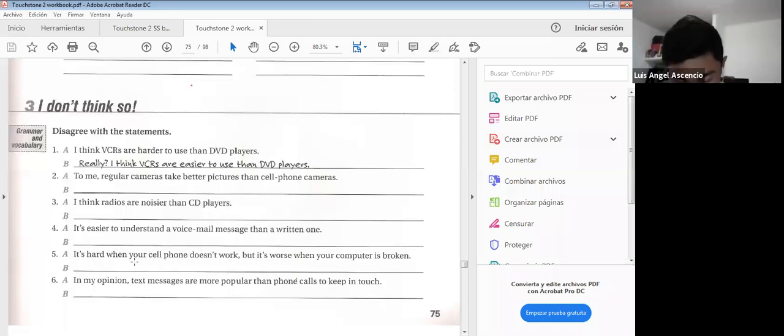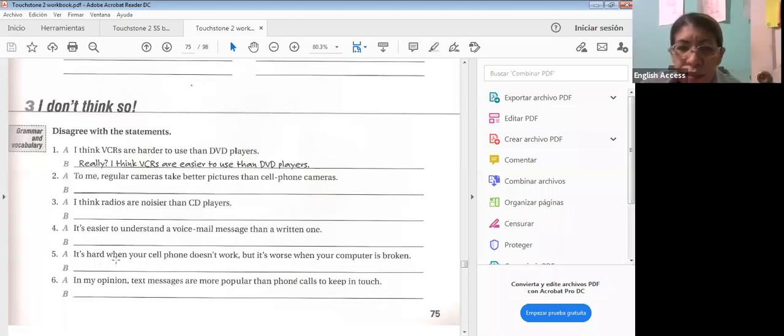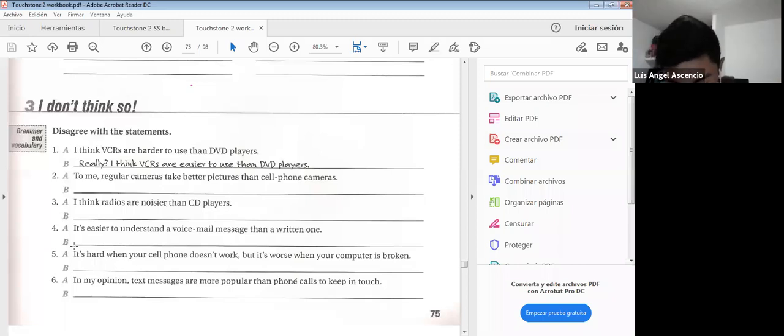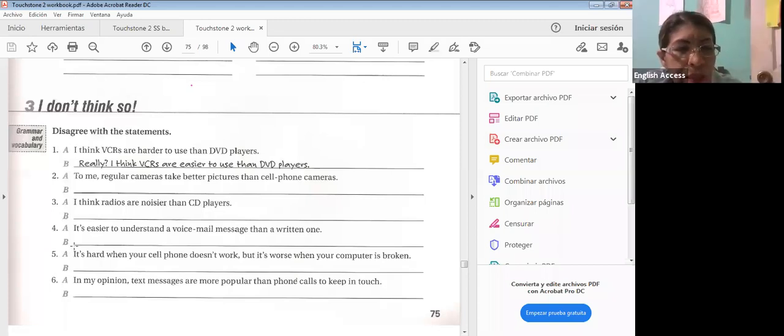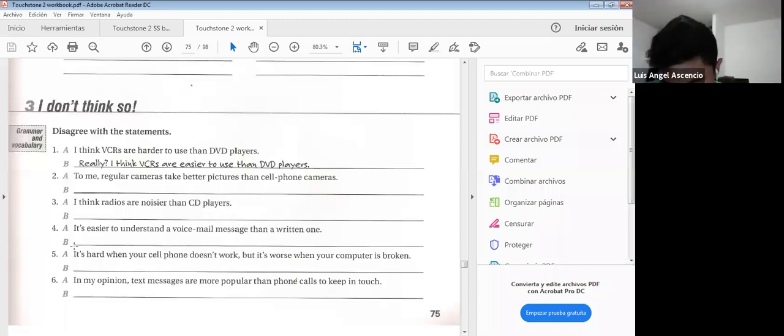I think radios are noisier than CD players. Really, I think radios are cooler than CD players. Okay. It's easier to understand a voicemail message than a written one. I think it's harder to understand a voicemail message than a written one. Five. It's hard when your cell phone doesn't work, but it's worse when your computer is broken. I think it's better to have no phone than to have no laptop.